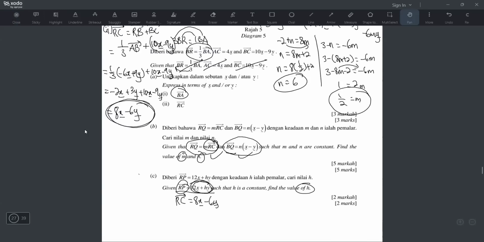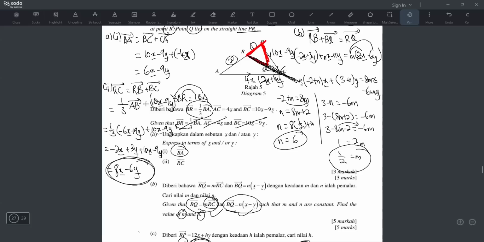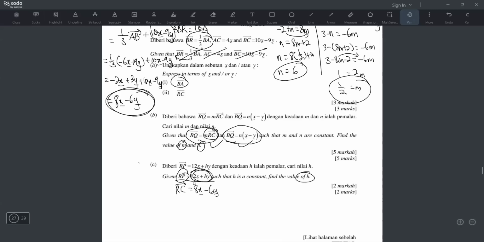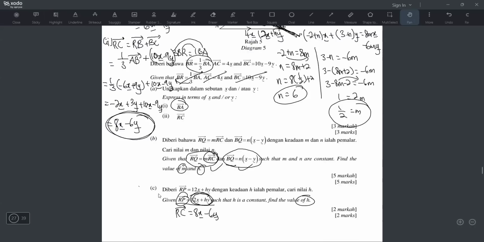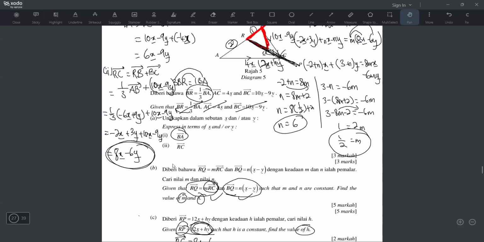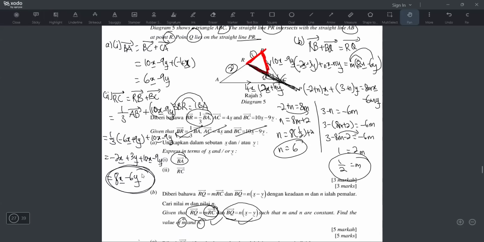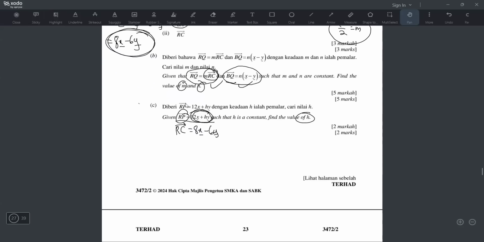That is why just now at first I said, kalau possible you cari RP sendiri, then you cari macam tu. You cari RP sendiri and then compare terus, equal terus. Right? Tapi tak possible kan? That's why instead of finding RP, I find RC. And kenapa saya cari RC? Because RC and RP are parallel.